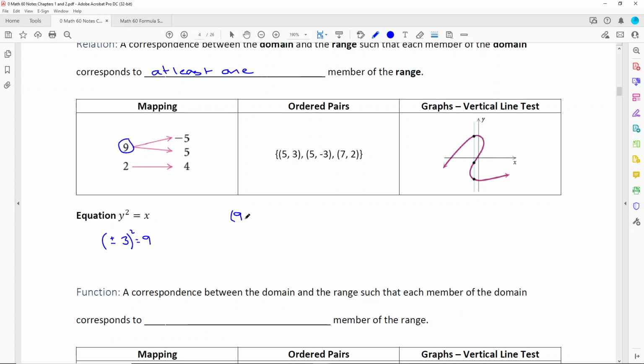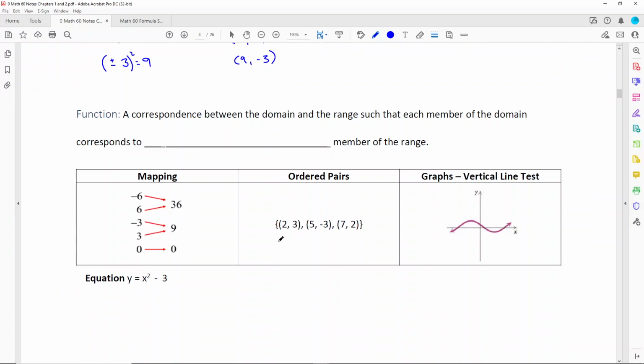In other words, this x value of 9 had a y value of 3 that made it true, and a y value of negative 3. This is great. It's a great relationship, but it's not a functional one, and we don't solve equations that do this very often, where you put in a value and you get more than one output. Instead, what this course will focus on is functions.